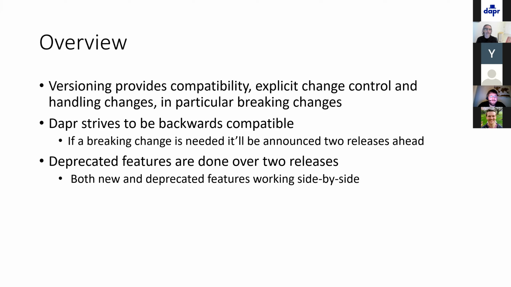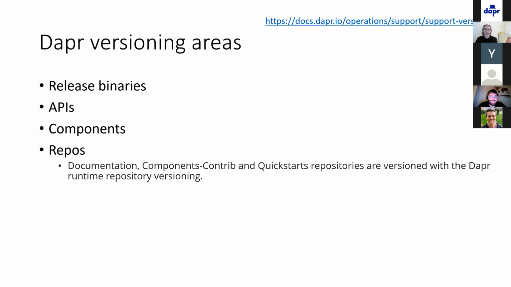So that you now have strong guarantees that when you pull down the new set of binaries, you don't break your code. And if you do, there is an explicit change mechanism you have to go through to understand what is happening. So let's talk about that a bit more.